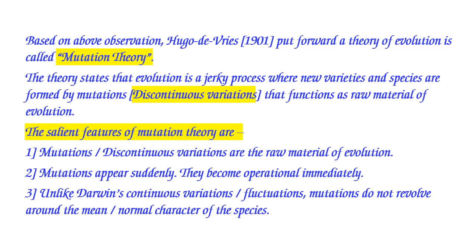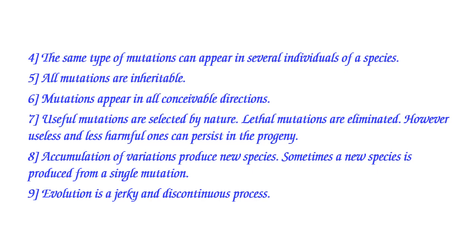Mutations appear suddenly. They become operational immediately. Unlike Darwin's continuous variations or fluctuations, mutations do not revolve around the mean or normal character of the species. The same type of mutations can appear in several individuals of a species. All mutations are inheritable, transferred from one generation to another. Mutations appear in all conceivable directions. Useful mutations are selected by nature. Lethal mutations, which lead to death, are eliminated. However, useless and less harmful ones can persist in the progeny.